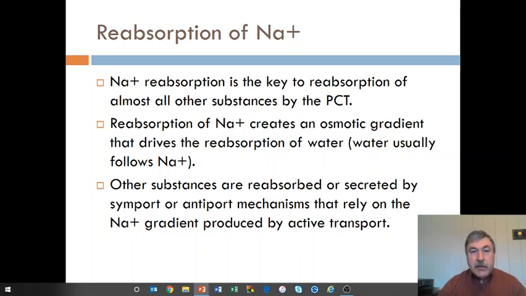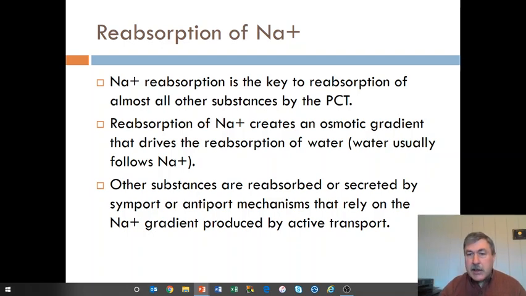So, the key to reabsorption of almost all substances in the proximal convoluted tubule is the reabsorption of sodium. Because sodium drives the cotransport or reabsorption of almost all other substances that are reabsorbed by the proximal convoluted tubule. The reason for this is the reabsorption of sodium, which is by active transport, creates an osmotic gradient that drives the reabsorption of water and also the cotransport of other substances like glucose by way of symport proteins.